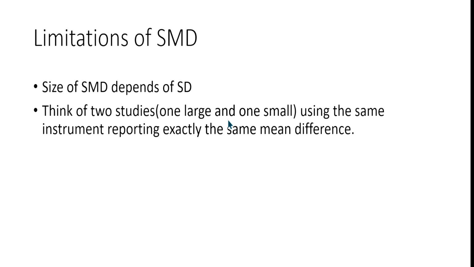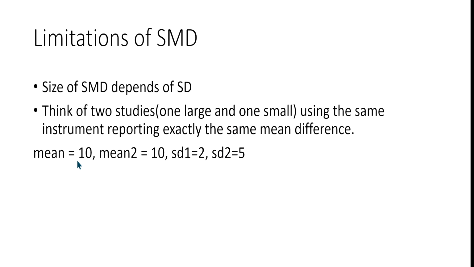Think of 2 studies, one large and one small. Large and small means one has a high sample size and the other has a small sample size. They use the same instrument, reporting exactly the same mean difference. Let's say it's depression, so they use the Hamilton depression scale. Let me give you these 2 different means. Mean 1 is 10 and mean 2 is again 10, but the only difference is the standard deviation. This one has a large sample, so it has a small standard deviation, and it's 2. And this one has a small sample size, and it has high dispersion, so it has a big standard deviation, which is 5.